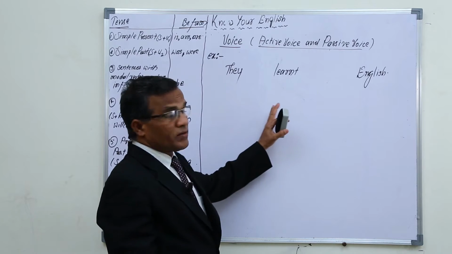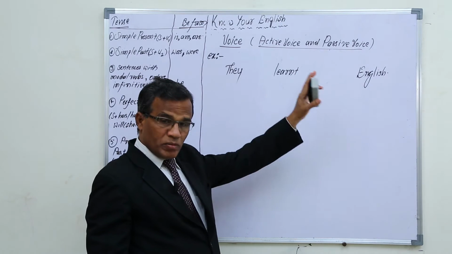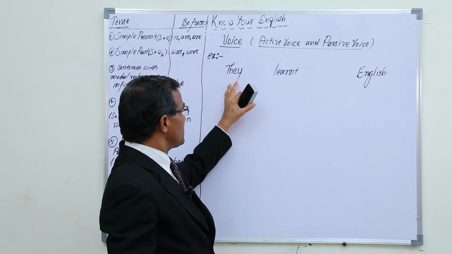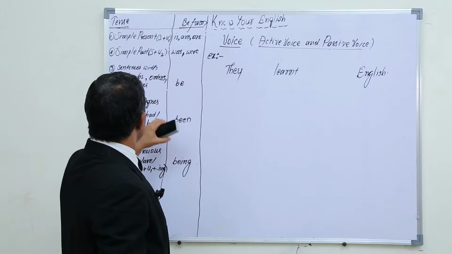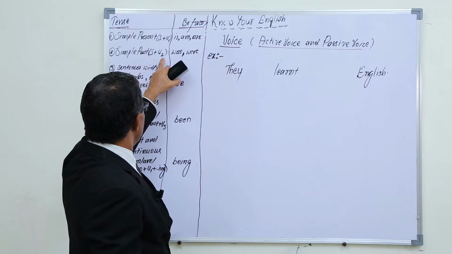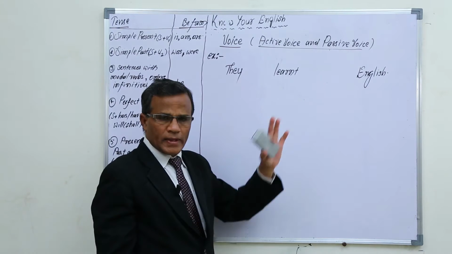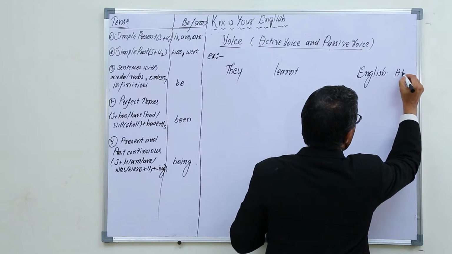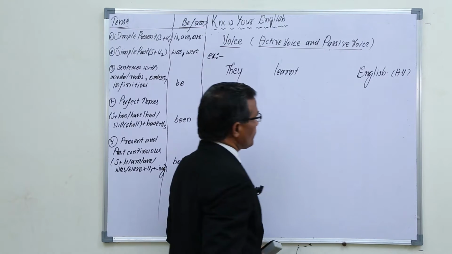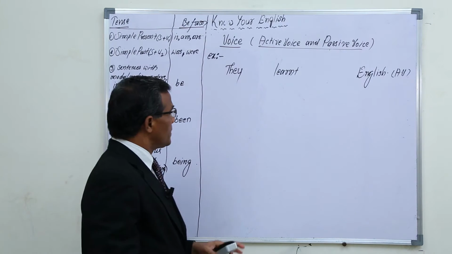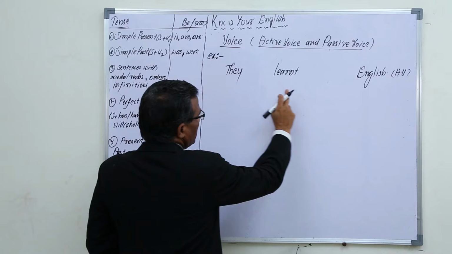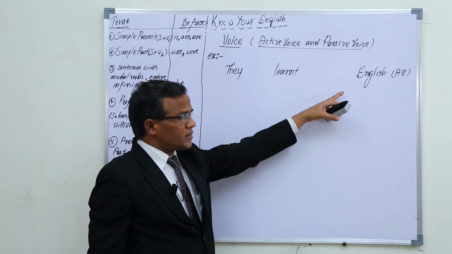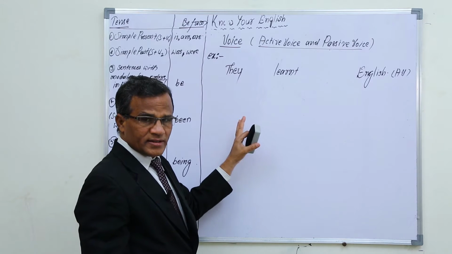Just like, Columbus discovered America is a simple past sentence. They learnt English is also a simple past sentence. Subject is they, learnt is V2. As per this, this is an active voice sentence. And now let us see the passive voice of it. They learnt English. According to our rules, the object of the active voice sentence should be changed into the subject.